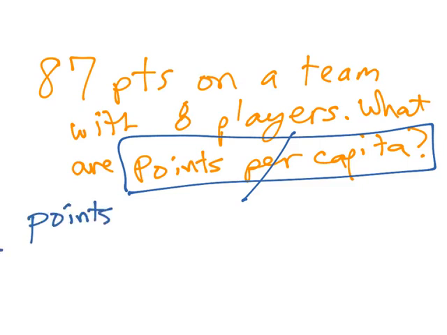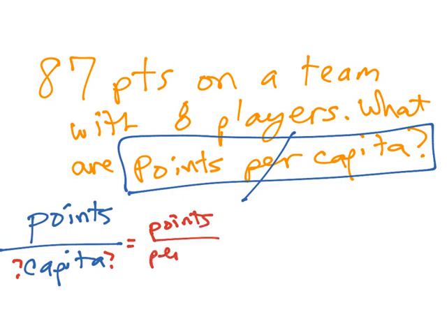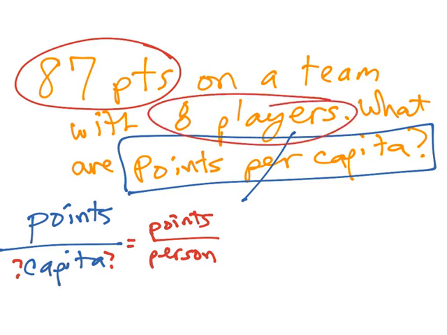Points per capita. Now, this could be the part where you say, well, what does capita mean? How am I supposed to know that? Well, capita is another way to say people or person. So this is the same as points per person. Okay, so if I know points per person, I know 87 points. I know 8 players. Players are people.